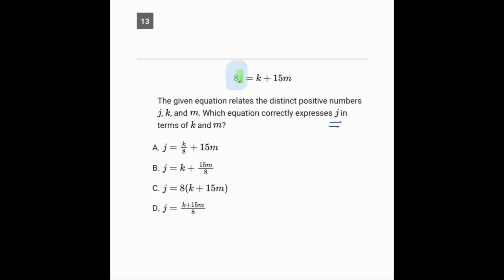So therefore, J is being multiplied by 8, and what we have to do is divide by 8. So divide by 8 throughout, and we can do the whole thing by 8, or, by the way, we can divide each individual piece by 8. So kind of looking at the answers, you can see which one is preferable to get the right answer in this situation. And it's the one where you got the whole thing divided by 8. So here the 8's cancel, and that brings down just J, and that equals K plus 15M all over 8, which is answer choice D.